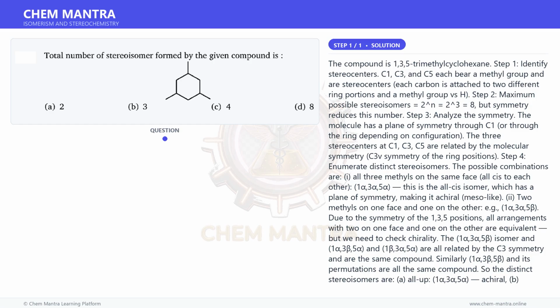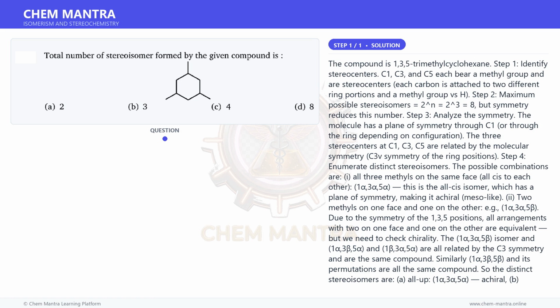The compound is 1,3,5-trimethylcyclohexane. Step 1. Identify stereocenters. C1, C3 and C5 each bear a methyl group and are stereocenters. Each carbon is attached to two different ring portions and a methyl group versus H.